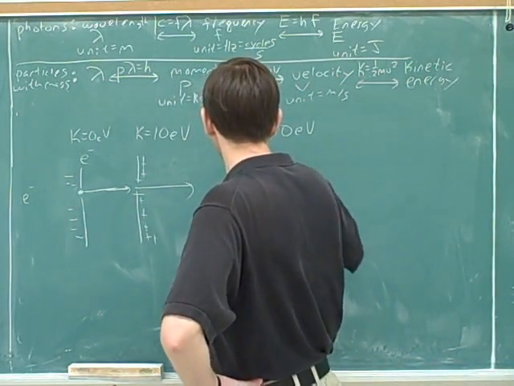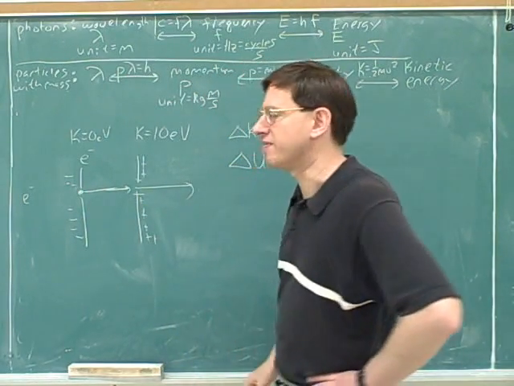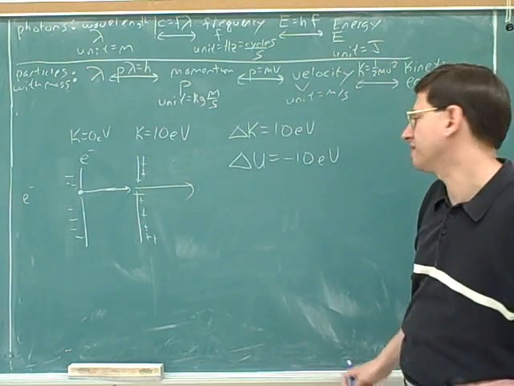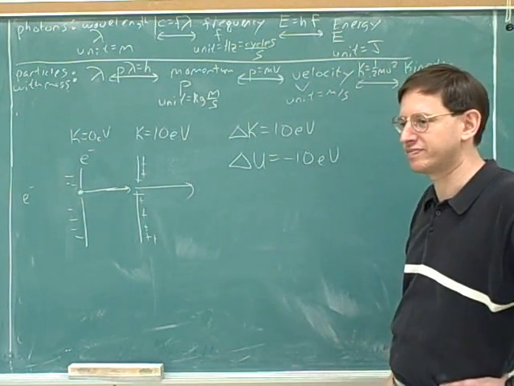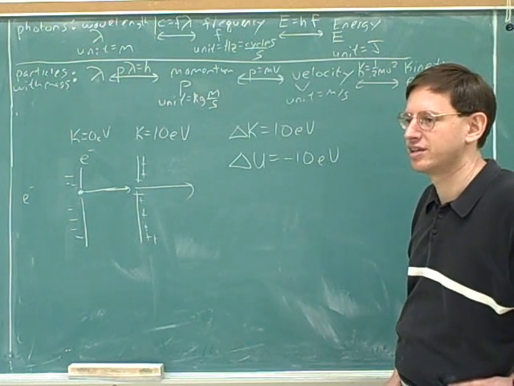So what's the change in its potential energy? Negative. That's right. That's conservation of energy. If it gained 10 electron volts of kinetic energy, it must have lost 10 electron volts of potential. Its potential energy here decreased.